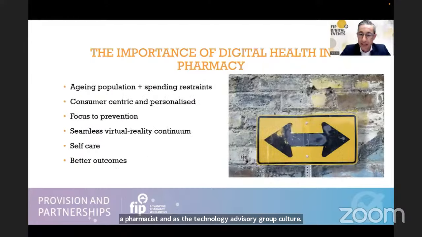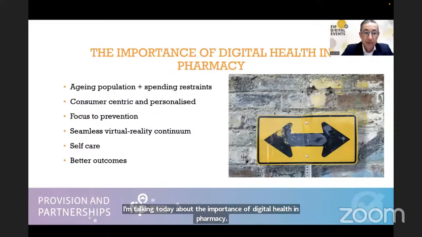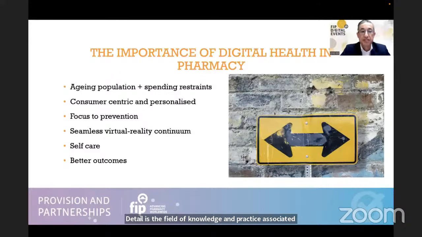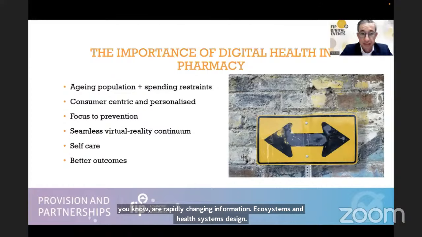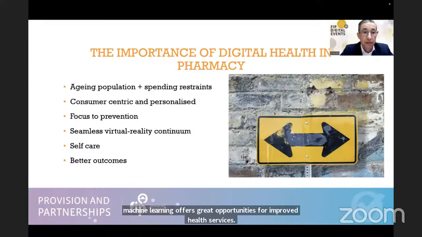So I'm talking today about the importance of digital health in pharmacy. Digital health is the field of knowledge and practice associated with the development and use of digital technologies to improve health. Technology and digital transformation, as you know, are rapidly changing information ecosystems and health systems design. The utilization of various digital technologies such as artificial intelligence and machine learning offers great opportunities for improved health services, access to healthcare, health workforce, and health outcomes.